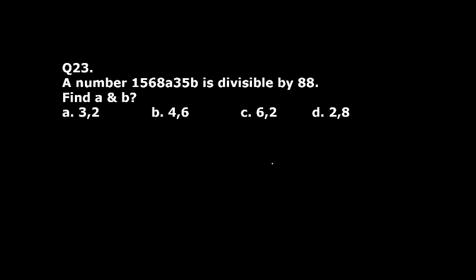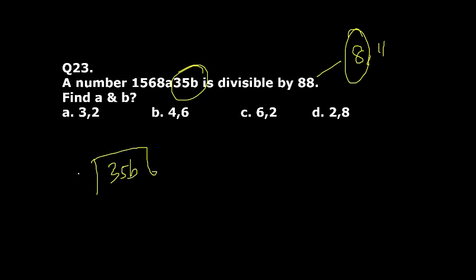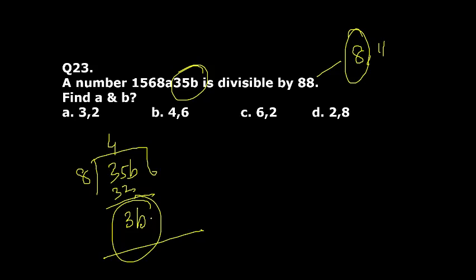So it is divisible by 88, which means it is divisible by 8 and 11. So what is the rule of 8? The last three digits must be divisible by 8. Divide it by 8. 8 fours are 32. We got 3 here and b from the upper side. So what should come in the place of b so that it is divisible by 8? 8 fours are 32, right? So b should be 2. So we got b as 2.